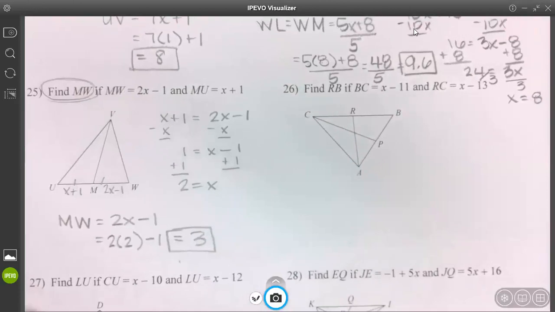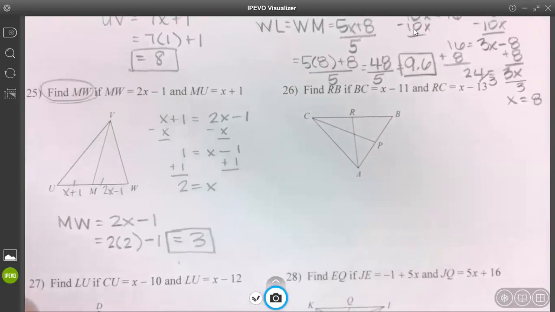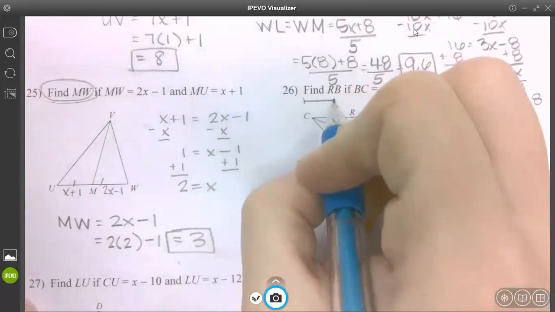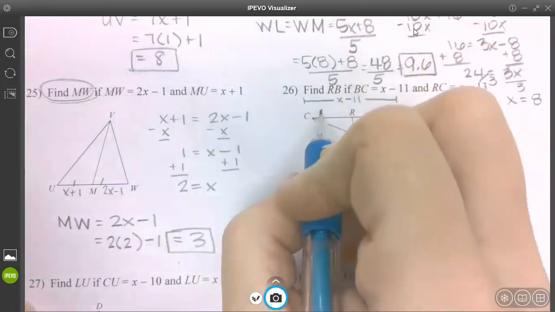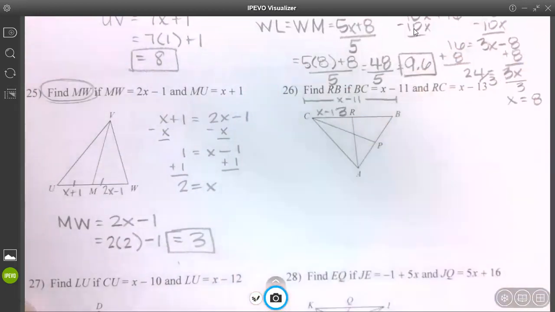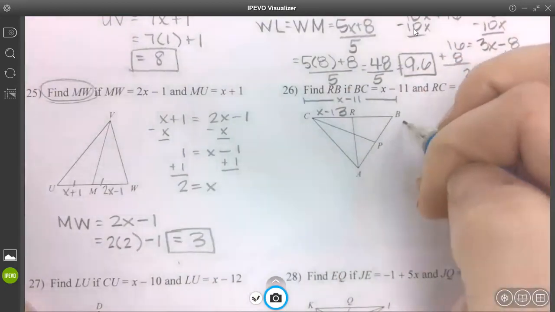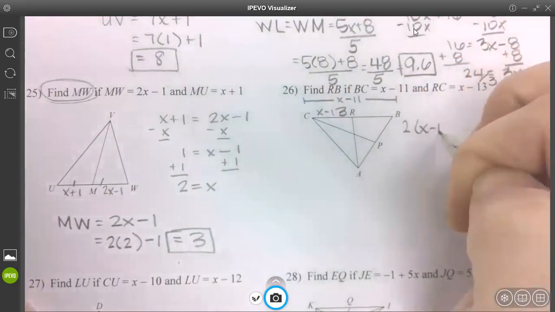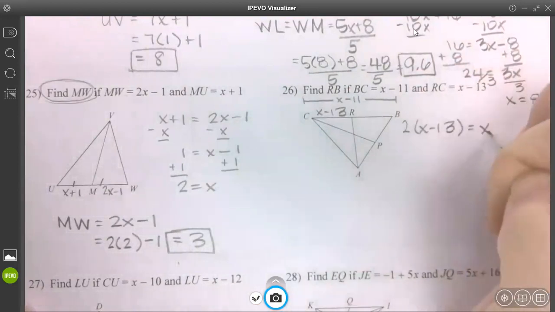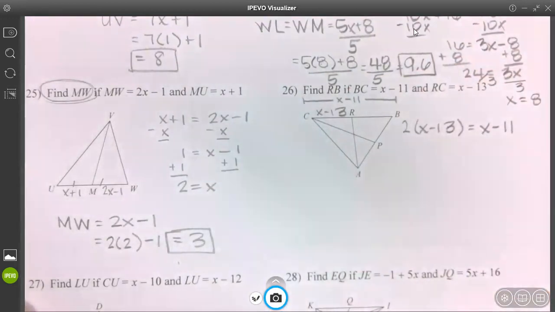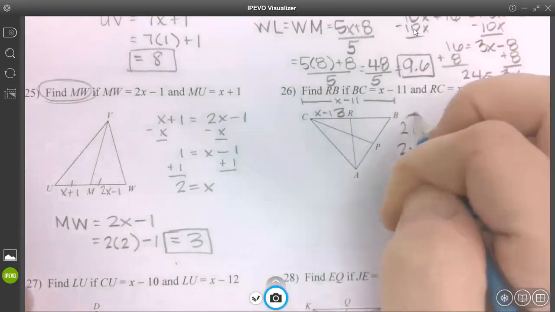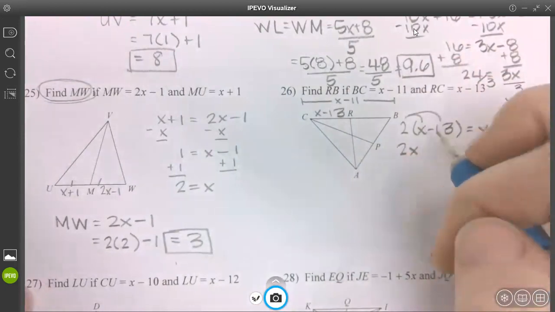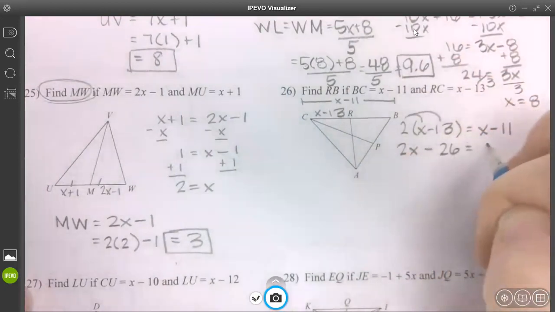All right, 26. We're finding RB if BC, the full line, is x minus 11, and RC is x minus 13. So remember what we said here: 2 times the little equals the big. You're going to distribute. 2 times x is 2x. 2 times negative 13 is negative 26.